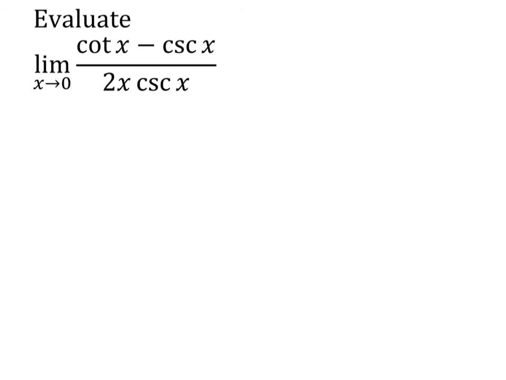So here I have another example for us. Evaluate the limit as x approaches 0 of the cotangent of x minus cosecant of x over 2x cosecant x. This is one that I'd really like you guys to try on your own. So pause the video, think for a minute about what these things are, maybe take a first step or two, and then watch me take a step and see if they match. If not, readjust and try again.